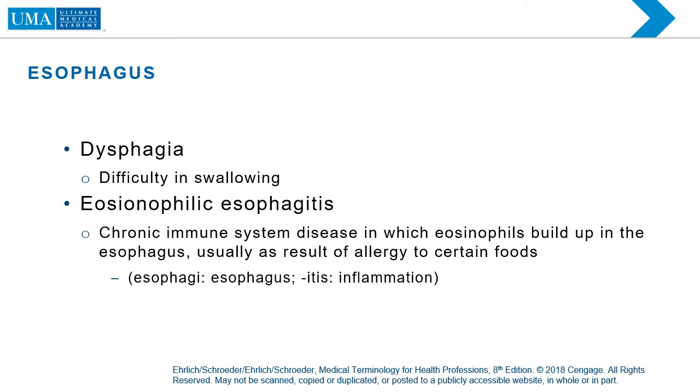So as always, let's break down this term. We have the esophag, E-S-O-P-H-A-G, and of course that's easier to remember because it's relating to the esophagus. And then we have the itis, meaning inflammation. So if we were to put those terms together, we have esophagitis. And esophagitis results from inflammation that can make it difficult to swallow. This disease will appear to be more common in children and adults.